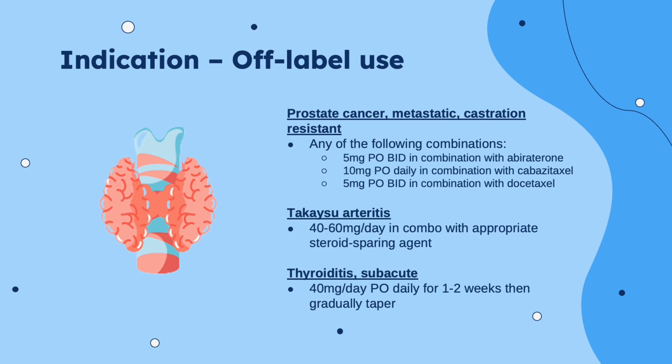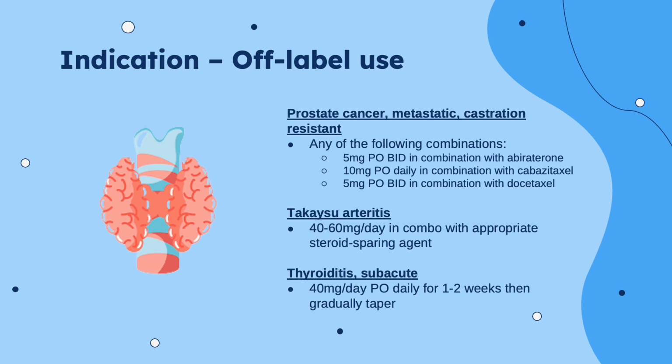prednisone is dosed orally 5 mg twice daily in combination with abiraterone until disease progression or unacceptable toxicity, or 10 mg once daily in combination with cabazitaxel for up to 10 cycles, or 5 mg twice daily in combination with docetaxel for up to 10 cycles. For Takayasu arteritis, it is initially dosed 40 to 60 mg per day in combination with an appropriate steroid-sparing agent and gradually tapered to the lowest effective dose.